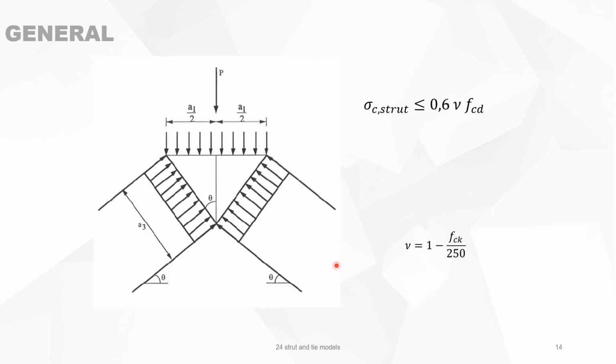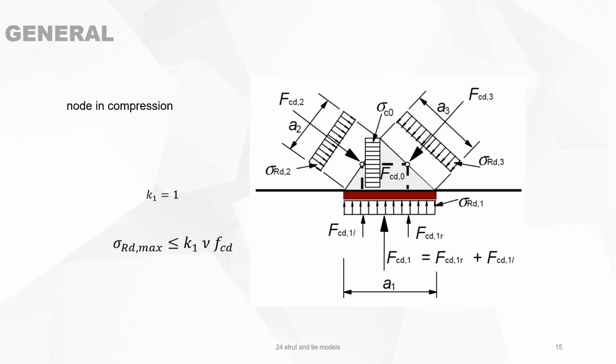For the struts, the maximum allowable compressive stress in the strut is 0.6 times nu times FCD, and nu is 1 minus FCK divided by 250. For a node in compression, strut and reaction force, then the maximum allowable concrete stress is K1 nu FCD, and K1 is 1.